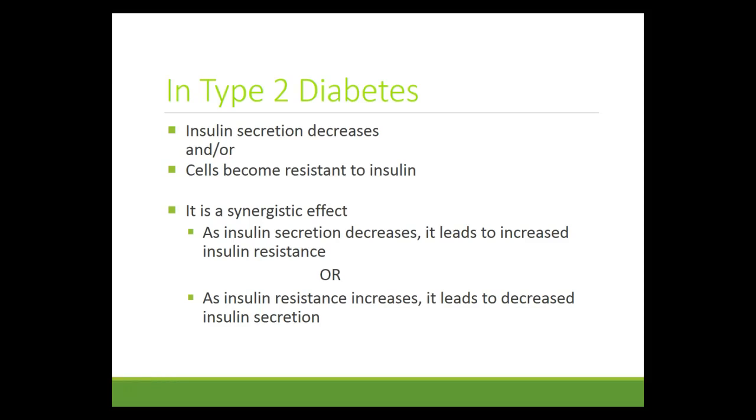In type 2 diabetes, either there is going to be a decrease of insulin or cells become resistant to insulin. So there is like a synergistic effect, whereas insulin secretion decreases, it can lead to an increase in insulin resistance, or as insulin resistance increases, it can lead to a decrease in insulin secretion.